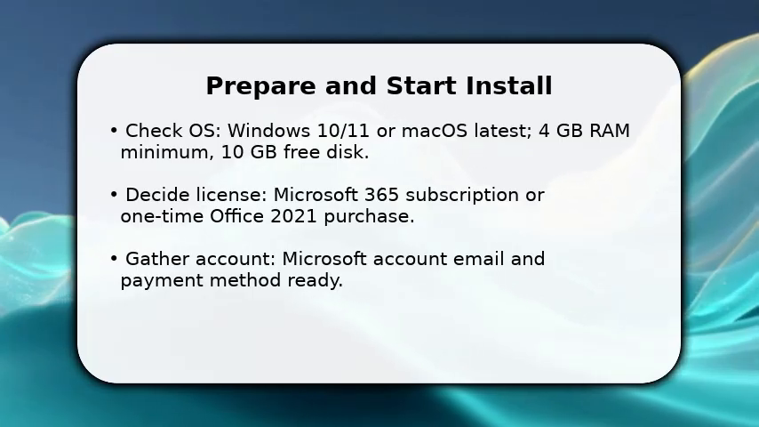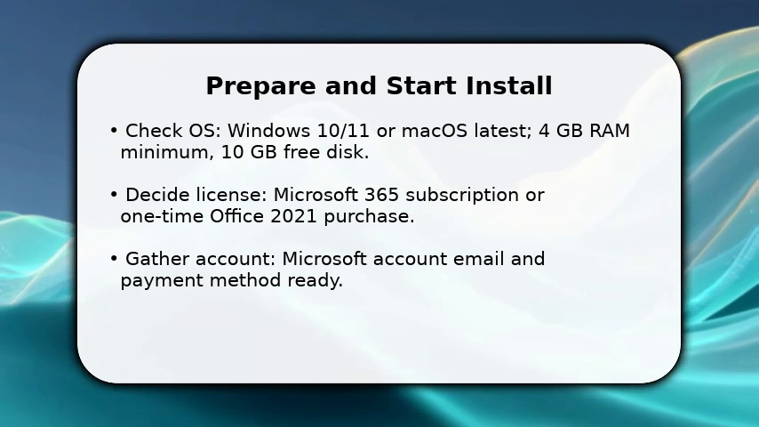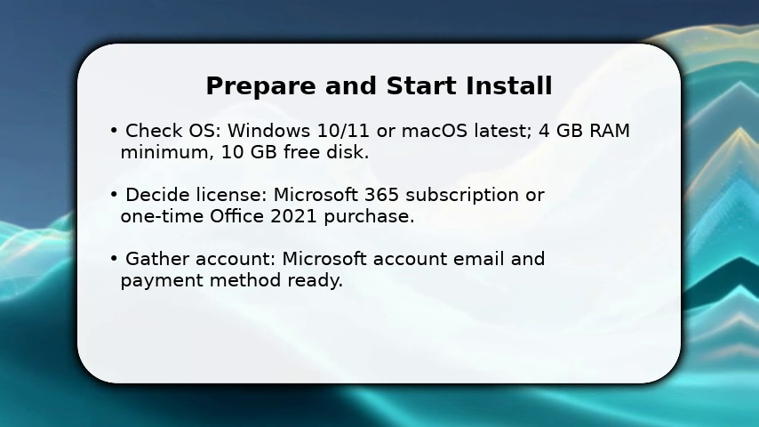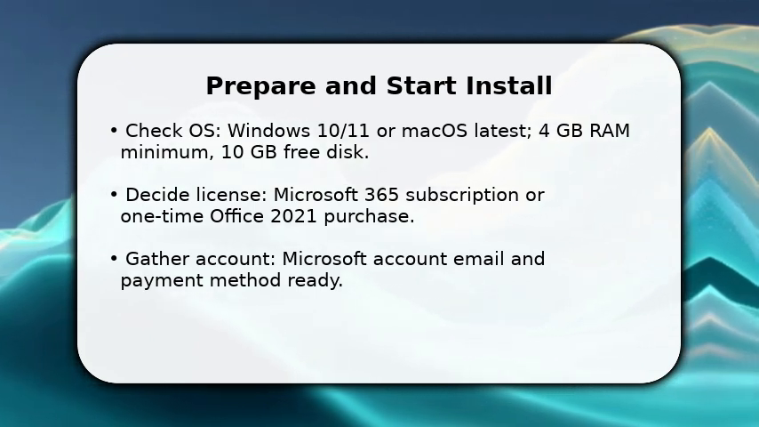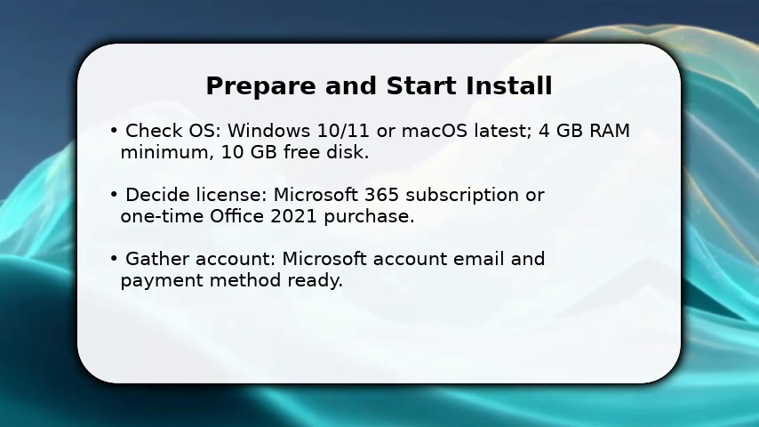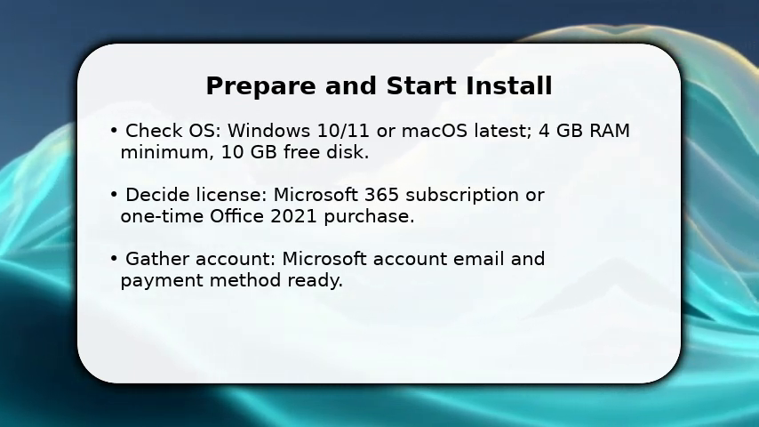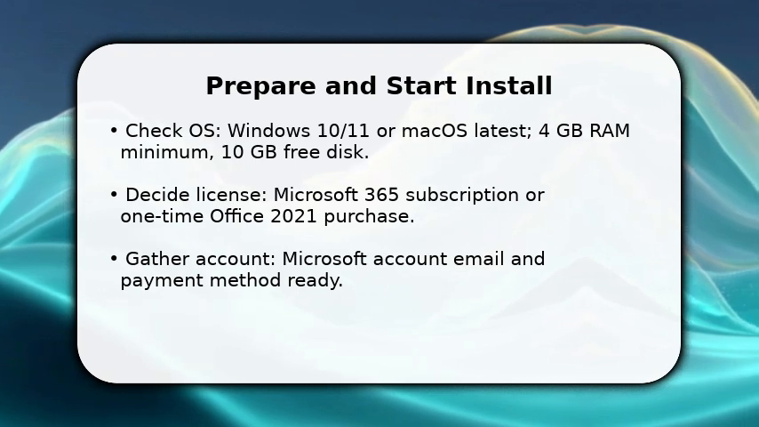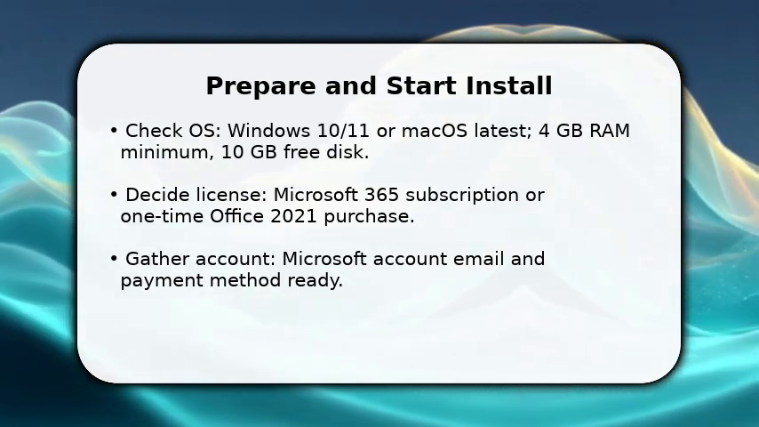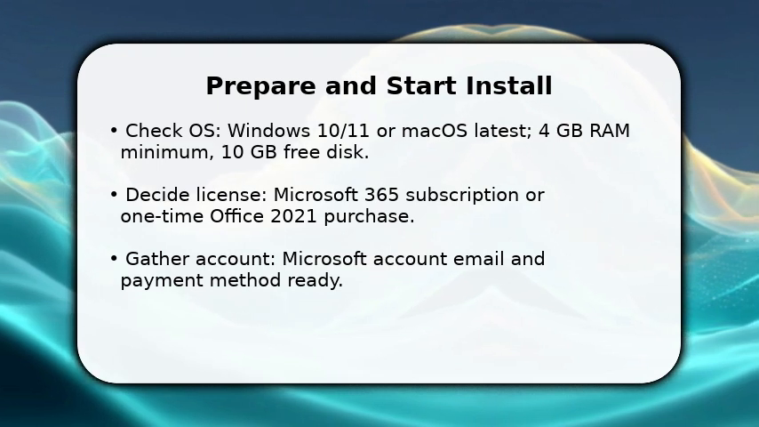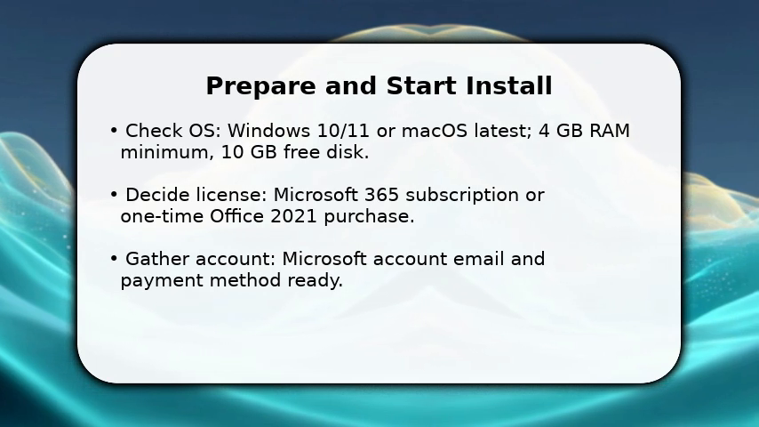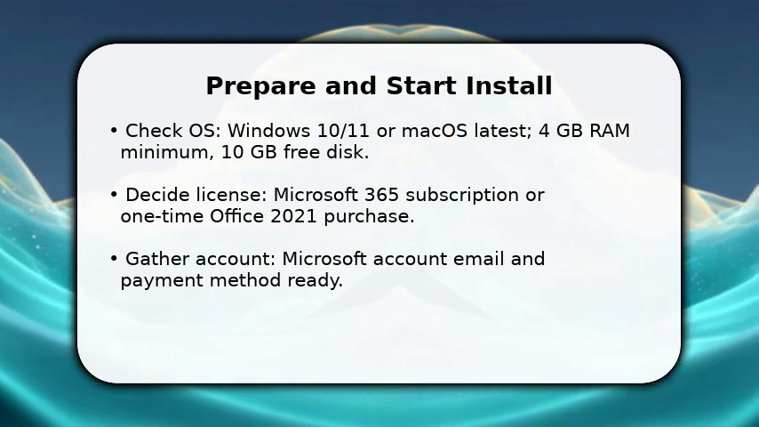You begin by confirming system compatibility and choosing a license. This saves time during install. Once done, sign in or create a Microsoft account because activation ties to that account. Next, select subscription versus one-time purchase so you know whether you'll install the latest apps continuously or a fixed version. Make sure your payment method is ready for subscription checkout, and note the product key if you bought a retail copy. This prevents interruptions at the final step.